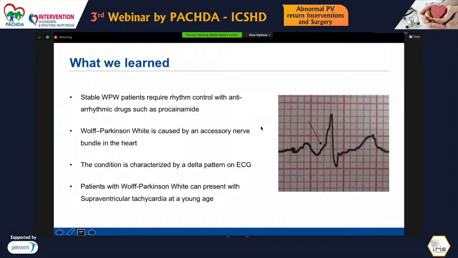So we've learned that stable Wolff-Parkinson-White patients can be rhythm controlled with cardioversion, or you can use medication, procainamide in this case. And we can also see, okay, it's caused by an accessory nerve bundle in the heart. We can use all the information we've learned from this one question, or from information that we've just learned, and organize that into flashcards.